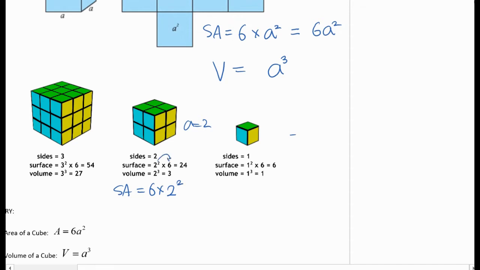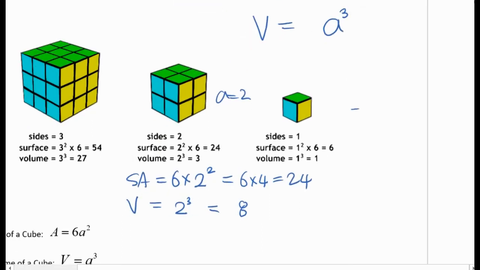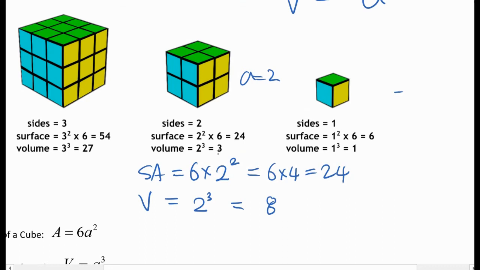So if A is 2, surface area is 6 times 2 squared. You can just change the order, right? 2 squared times 6 or 6 times 2 squared, they are the same. 6 times 2 squared is 6 times 4. That is 24. And the volume is 2 cubed. 2 cubed is 8. Oh, there's a typo. 2 cubed is not 3. It should be 8. Okay, fix it.